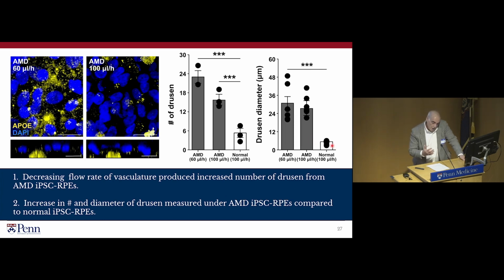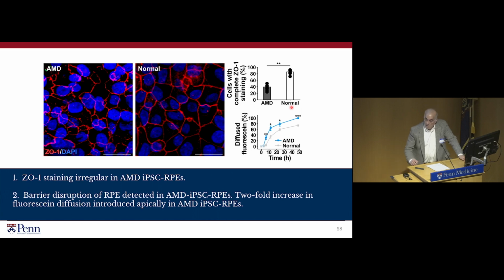Then we said, well, let's try to see what perfusion does. So we decreased the flow rate that we normally use in our model from 100 microliters to 60 microliters per hour, and we found that the number of drusen increased, but the diameter of the drusen did not. So that was interesting. We then compared the ZO-1 staining, the tight junction staining, and we saw that the AMD RPE cells had very irregular staining for the tight junctions compared to the normal RPE.